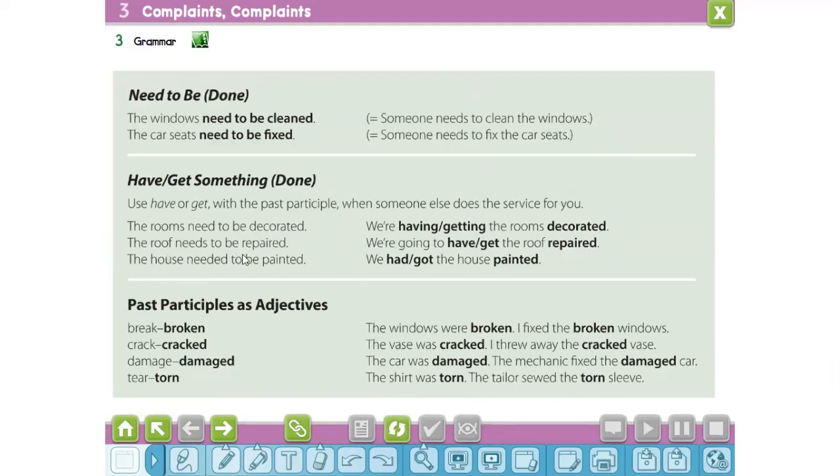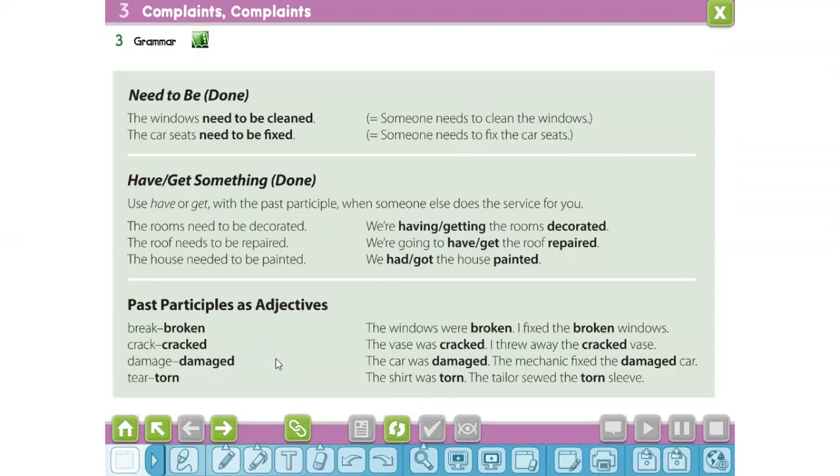The roof needs to be repaired, so we are going to have the roof repaired. The house needed to be painted, so we had or we got the house painted. So we use causative have or causative get when we ask someone to do the service for you: have or get something done.